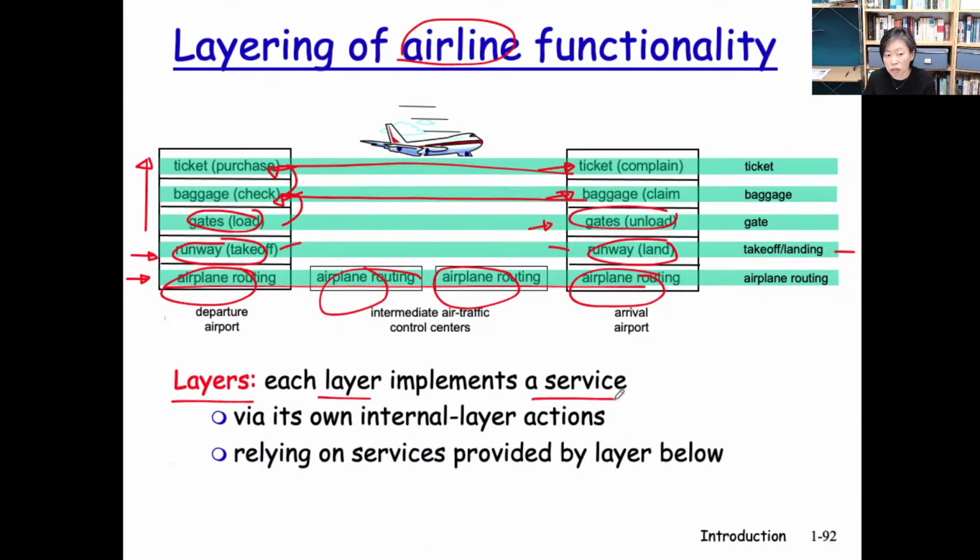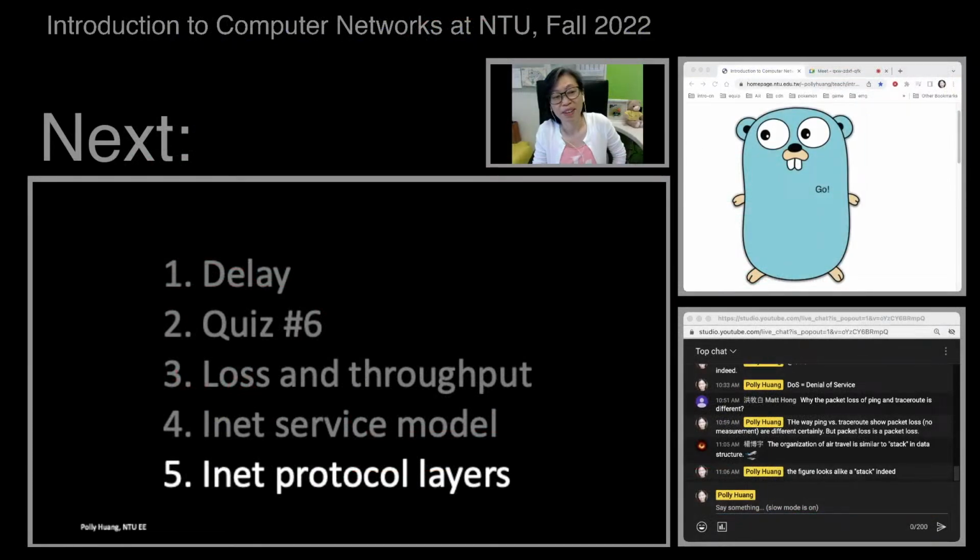A particular subservice. There will be some internal actions, but they will also depend on services or functions provided by the neighboring layers, from the layers below, or they might also need to provide support to layers above. All right, so that was an example.